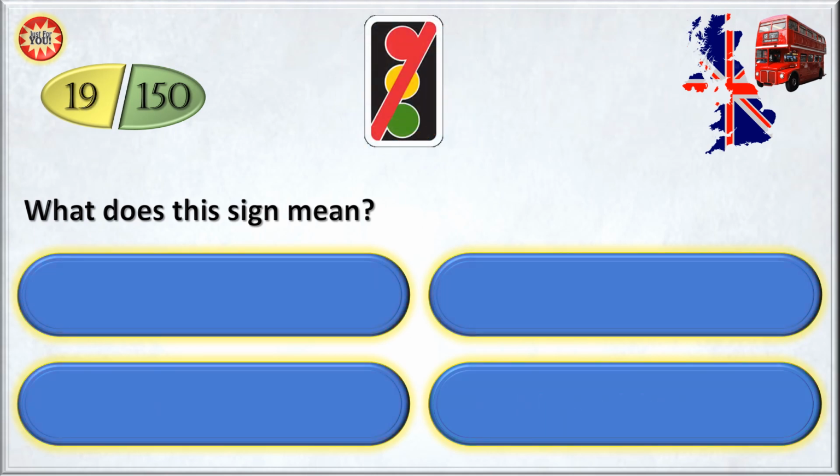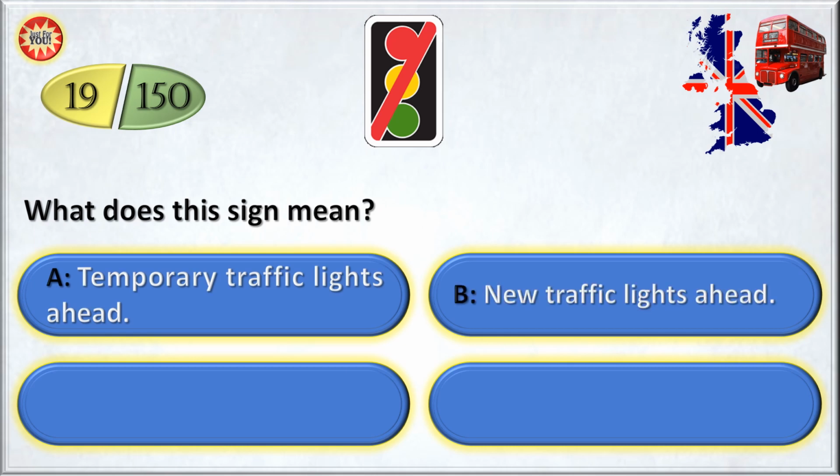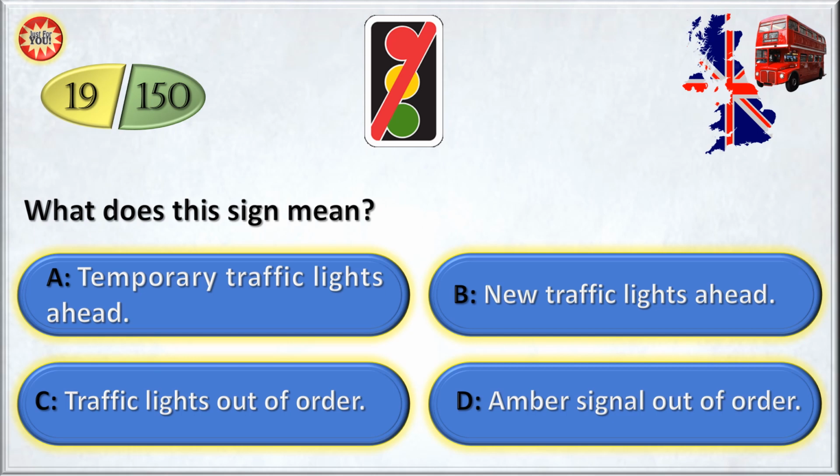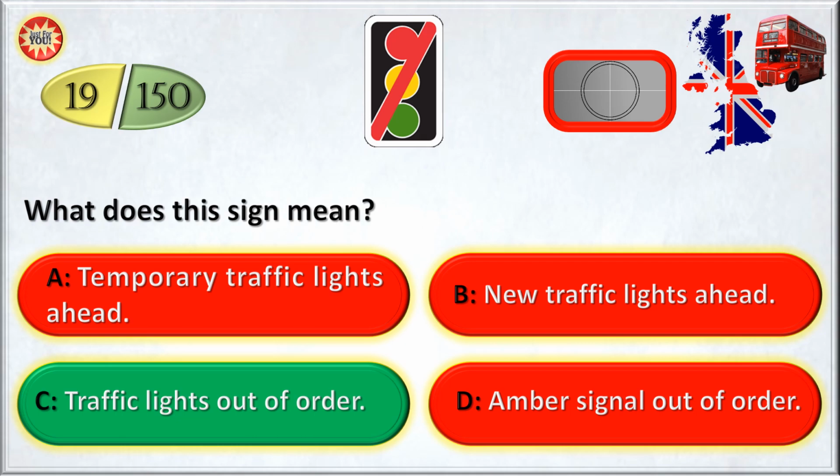What does this sign mean? Temporary traffic lights ahead. New traffic lights ahead. Traffic lights out of order. Amber signal out of order.